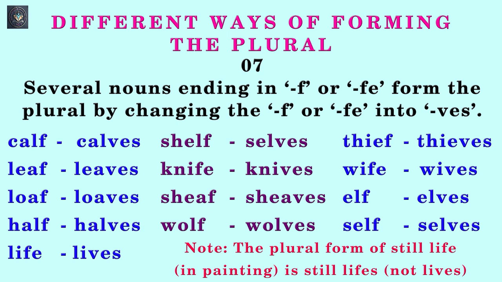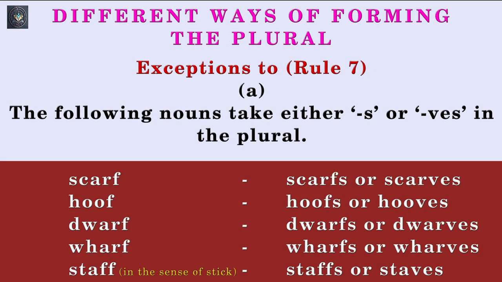Rule number 7. Several nouns ending in f or fe form the plural by changing the f or fe into ves. For example, calf, calves. Leaf, leaves. Loaf, loaves. Half, halves. Life, lives. Shelf, shelves. Knife, knives. Sheaf, sheaves. Wolf, wolves. Thief, thieves. Wife, wives. Elf, elves. Self, selves. Remember, the plural form of still life, that is in painting, is still lifes, not still lives.